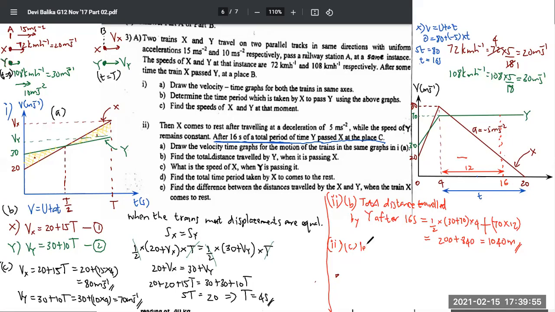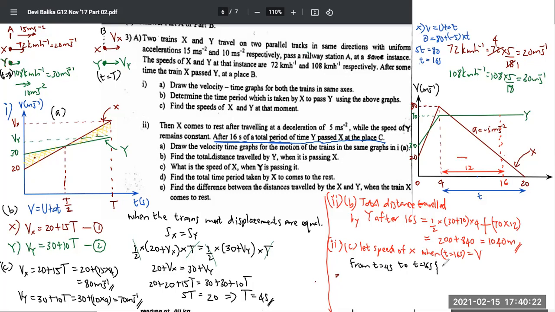Let the speed of x when total time equals 16 be v. Now I'll consider an equation like this, see if you can understand. From t equal to 4 seconds to t equal to 16 seconds, I'm going to consider this part, where x is traveling with deceleration.